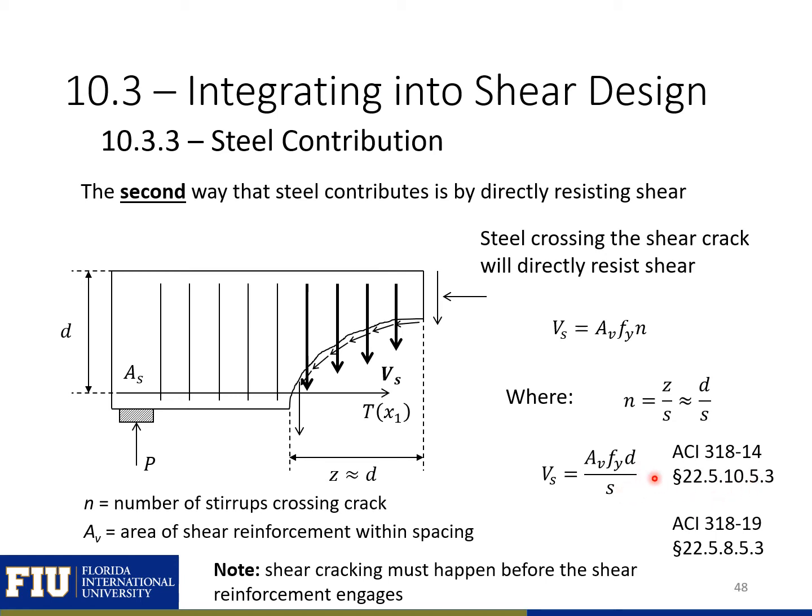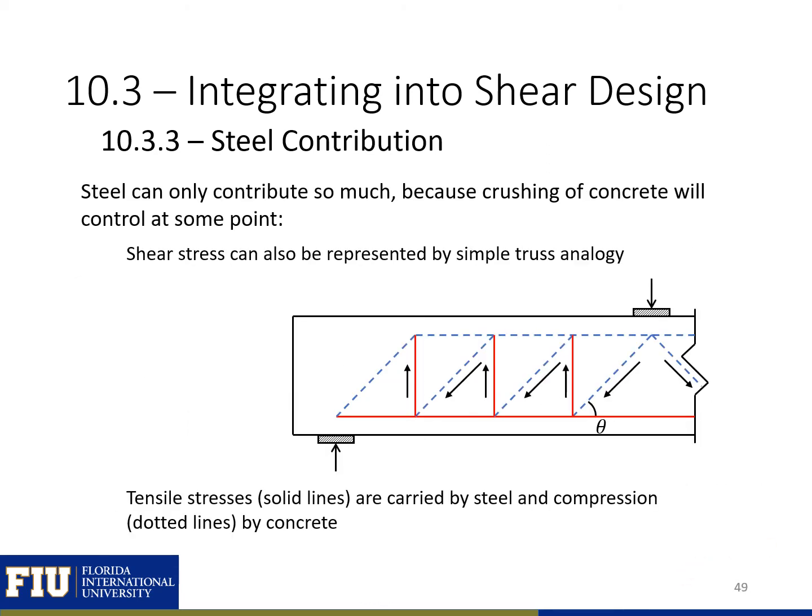And note that our shear crack needs to happen before our shear reinforcement is really engaged in resisting our shear. So before the crack, the concrete is the main thing that's resisting our shear stresses. There's a limit to how much our steel can contribute to the shear strength of our section or beam or member, because we'll have crushing of the concrete that's going to happen at some point.